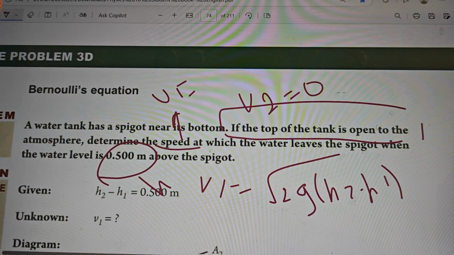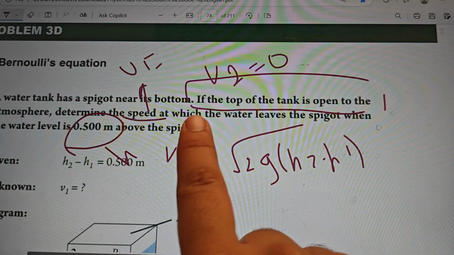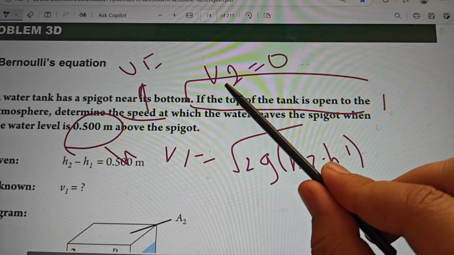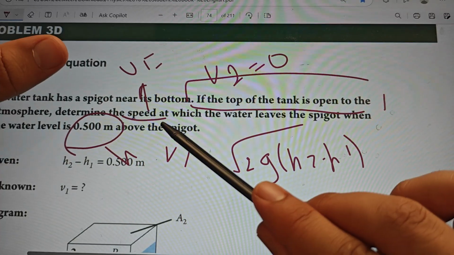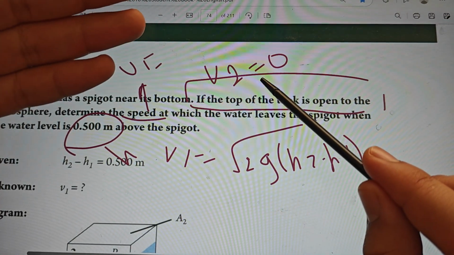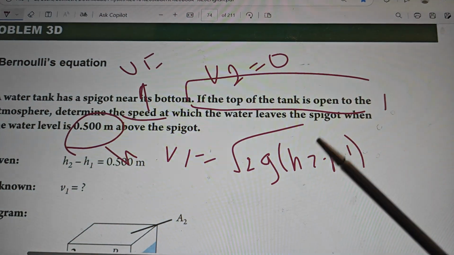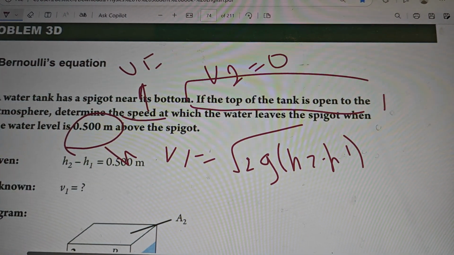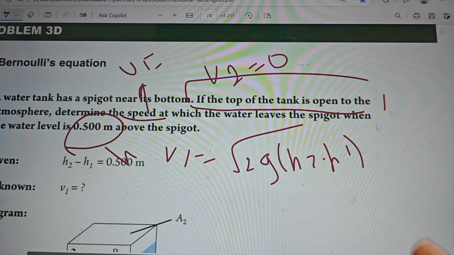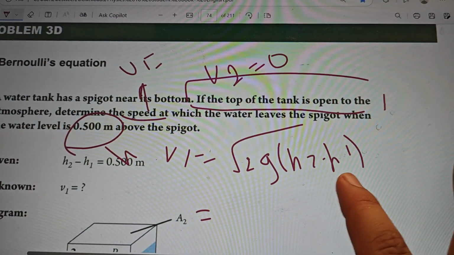We said if the questions, you should read the questions well. The question said the top of the tank is open. Immediately you should know the second velocity, the second speed, is 0, and the question said determine the speed. So because the second speed is 0, you have to understand you have to find the first speed. Good. We know you have to use this rule immediately.